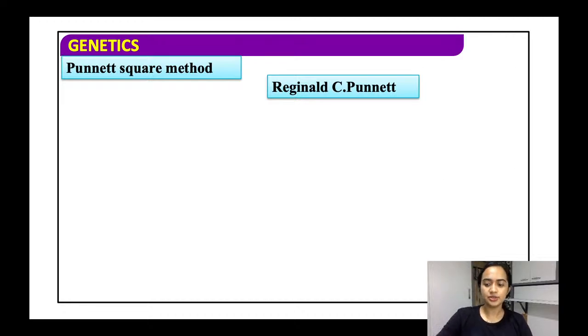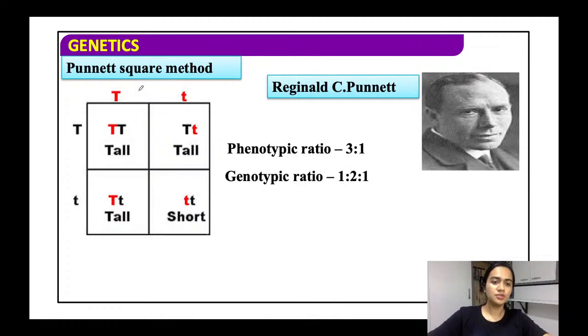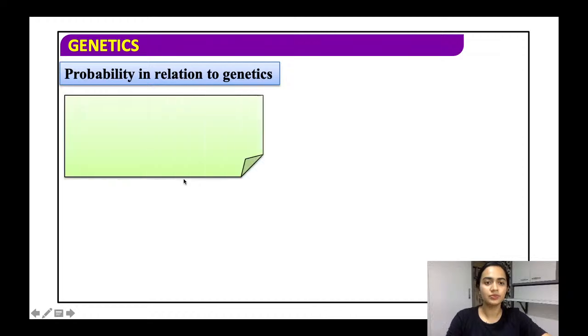So the Punnett square method is basically this. Here it is a cross between two heterozygous conditions. We saw that the phenotypic ratio is 3:1 and the genotypic ratio is 1:2:1. These three are phenotypically tall and this one is phenotypically short.